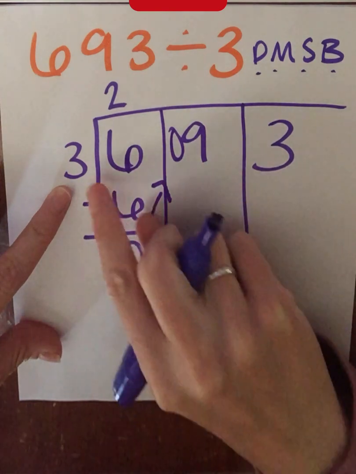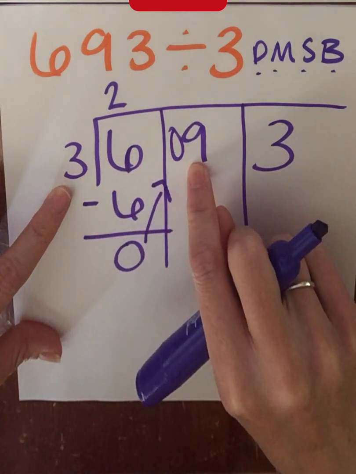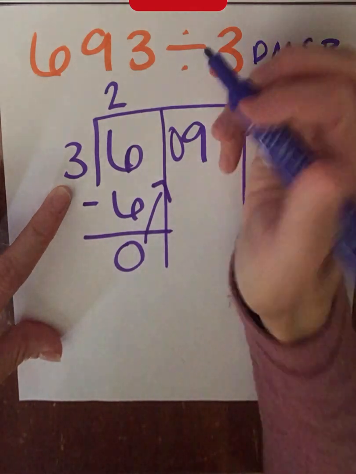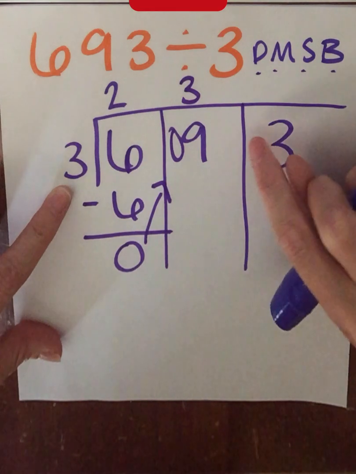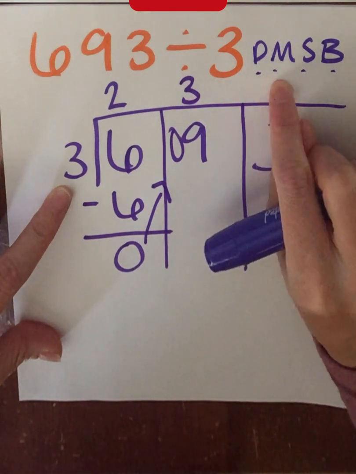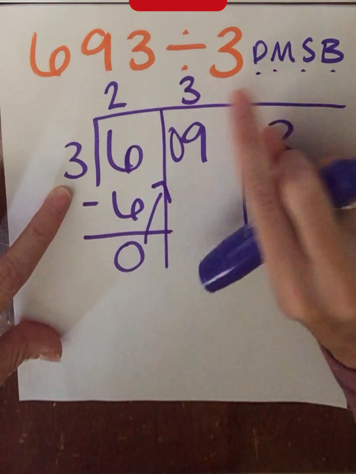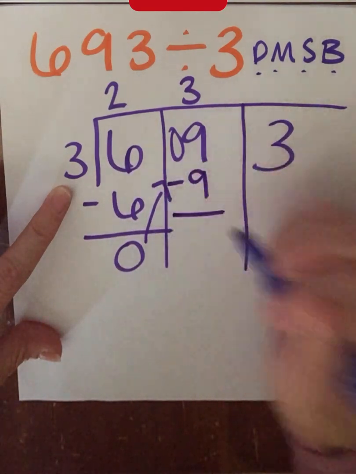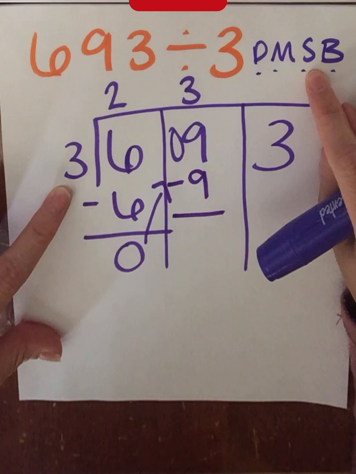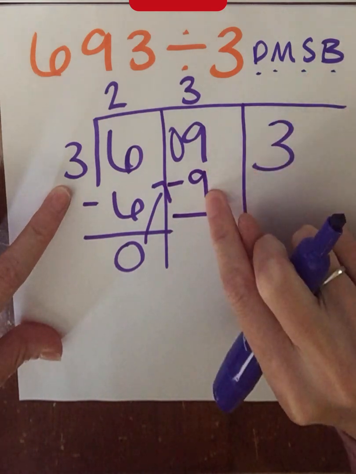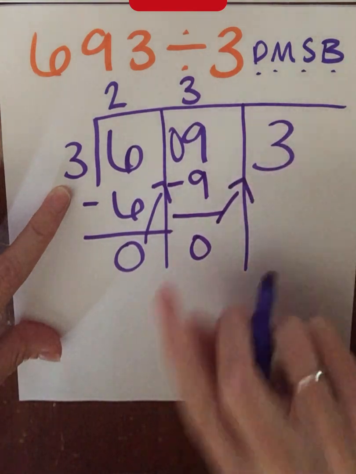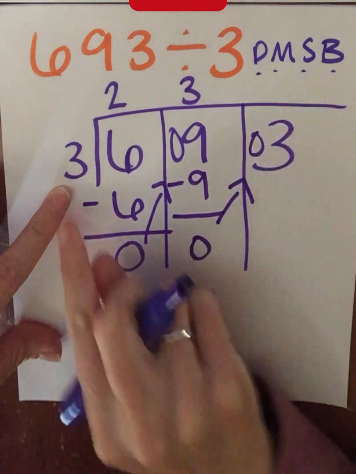So I'm seeing how many groups of 3 can I take out of the number 9? Now, I know that 3 times 3 is 9, so I'm going to be able to take out 3 groups of 3. So I divided. Now I'm going to multiply: 3 times 3, which is 9. And then I'm going to subtract, because I'm taking away 3 groups of 3 from this 9, which will give me a 0.